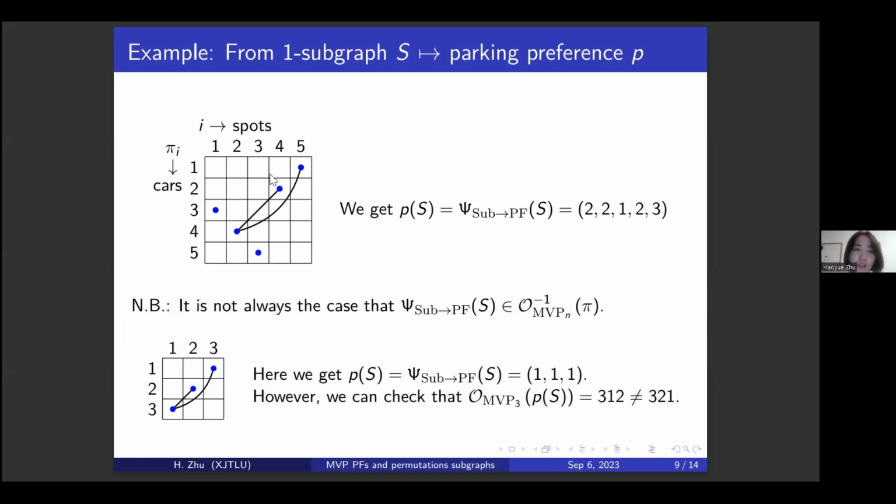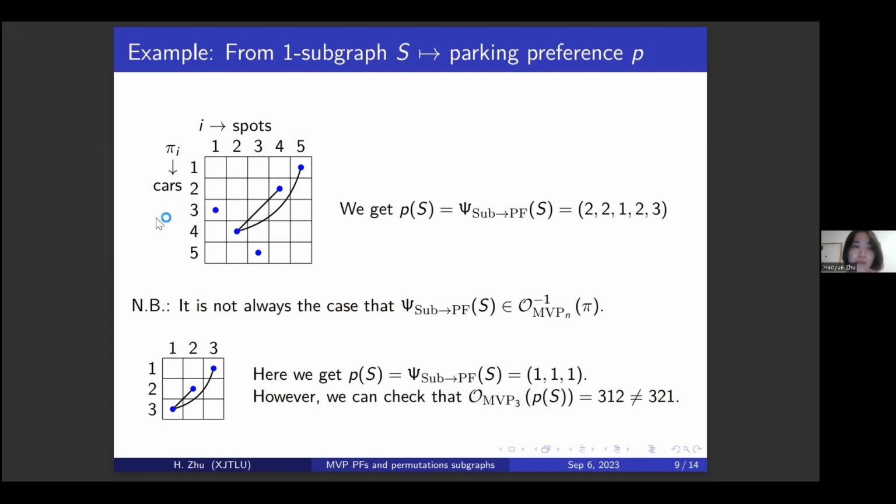So we need to get the corresponding parking function based on the sequence of cars from 1 to 5. And for car 1, you can find in row 1, the spot is 5, but it has one left edge to spot 2. So we say the preference for car 1 is finally spot 2. And for car 2, also in row 2, the corresponding spot is 4, but it has one left edge to spot 2. So we say the corresponding preference for car 2 is also spot 2.